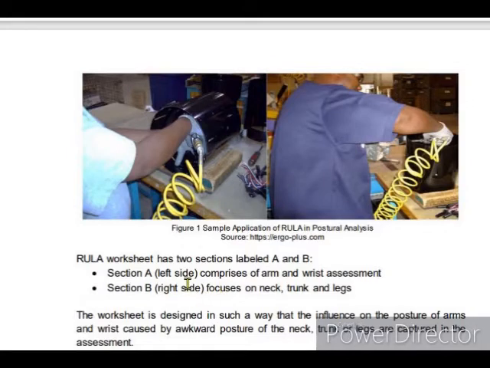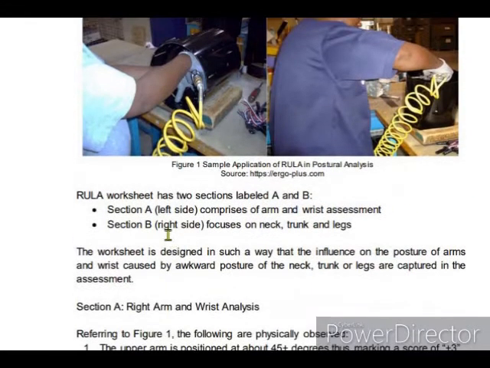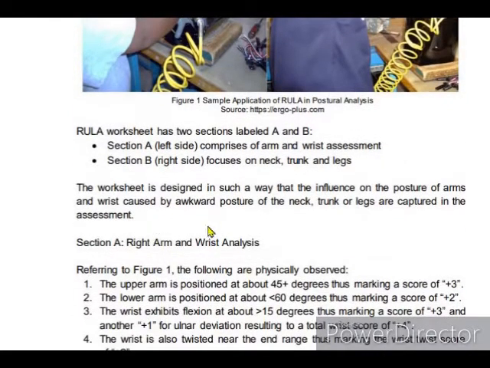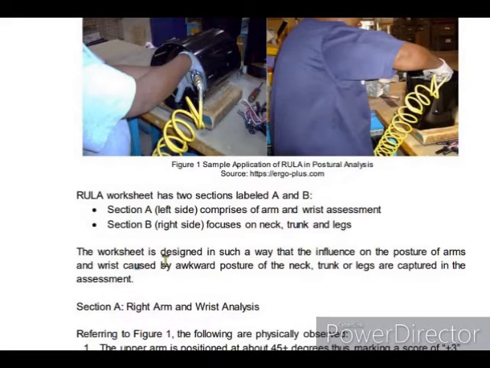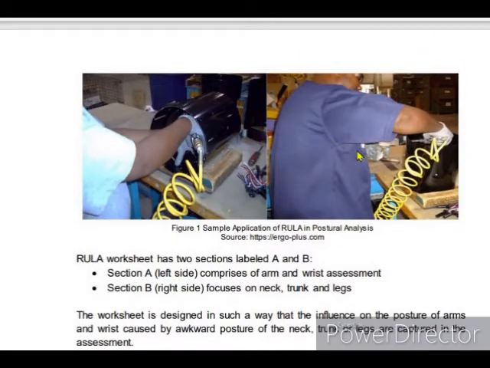So, RULA worksheet has 2 sections labeled. So, meron tayong section A, yung left side comprises of arm and wrist assessment. So, yun yung sa left side, guys, arm and wrist. And section B, sa right side naman, yung neck, trunk, and legs naman. Okay? So, the worksheet is designed in such a way that the influence on the posture of arms and wrists caused by awkward posture of the neck, trunk, or legs are captured in the assessment. So, kailangan makita, guys, doon sa analysis nyo yun, itong mga to, yung mga awkward posture. And as much as possible sa picture din, mapakita.